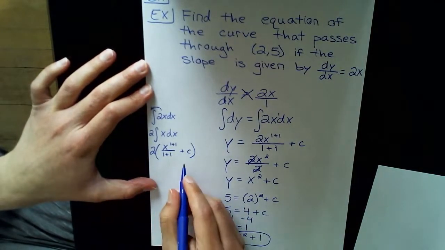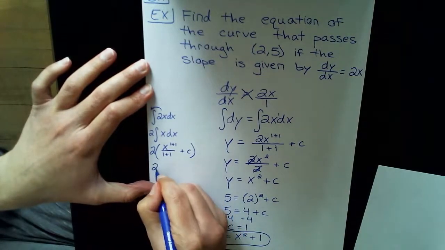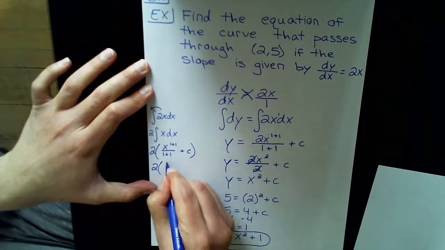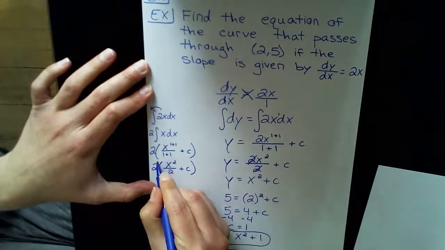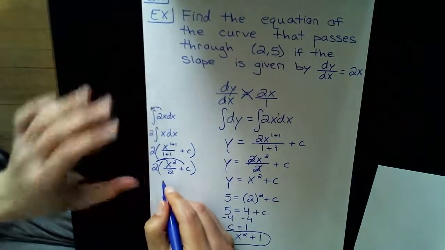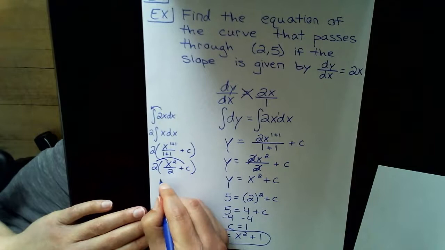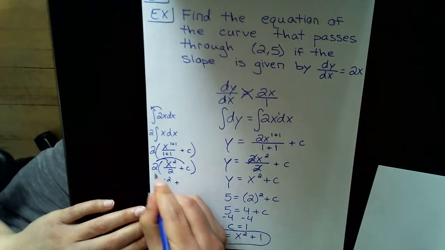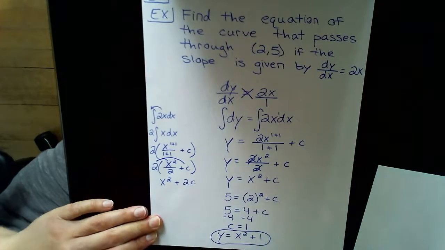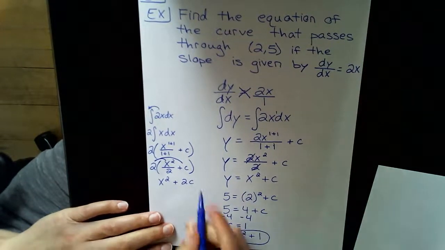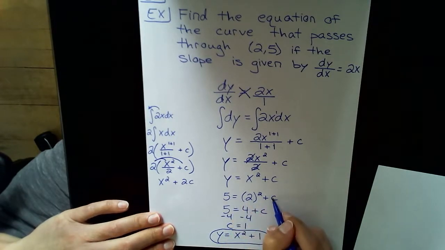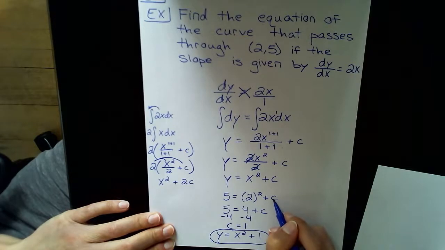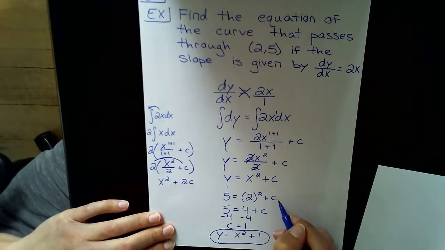And now hopefully you can see where I'm going with this. If we simplify, we get 2 times x squared over 2 plus c. And distributing the 2, we get 2 times x squared over 2 is just x squared plus 2c. What would have happened if we would have plugged in the point (2, 5) and we would have had 2c instead of the c that we had when we originally solved the problem? Technically, it should have been a 2c there, but we didn't write it.